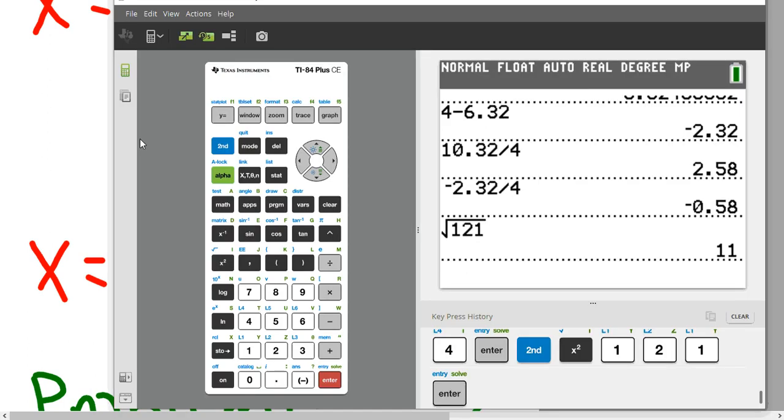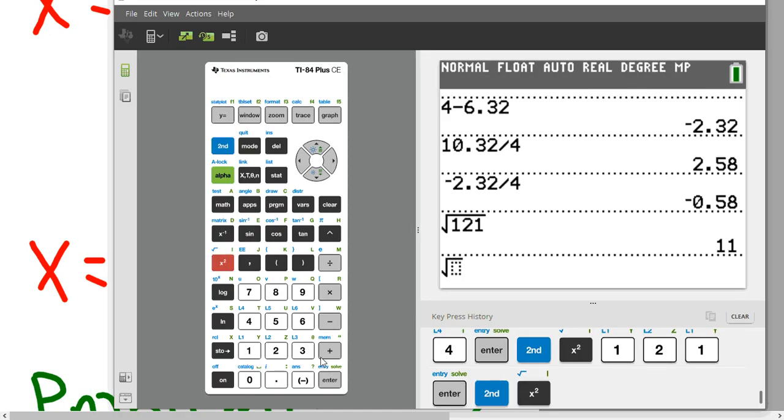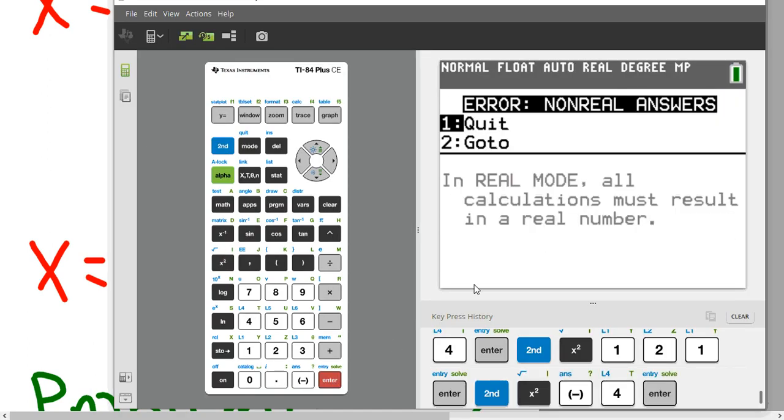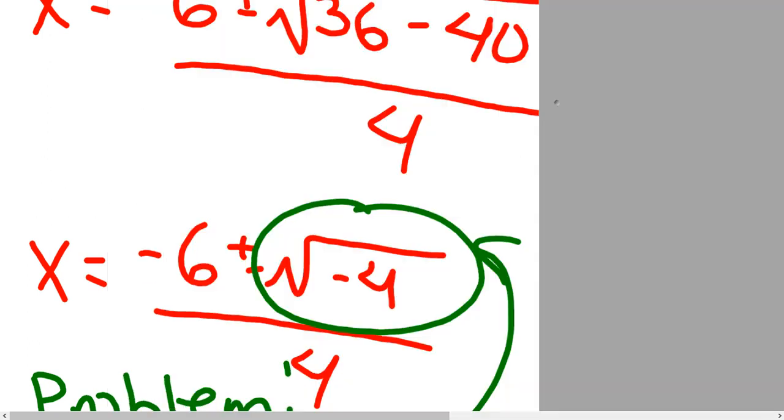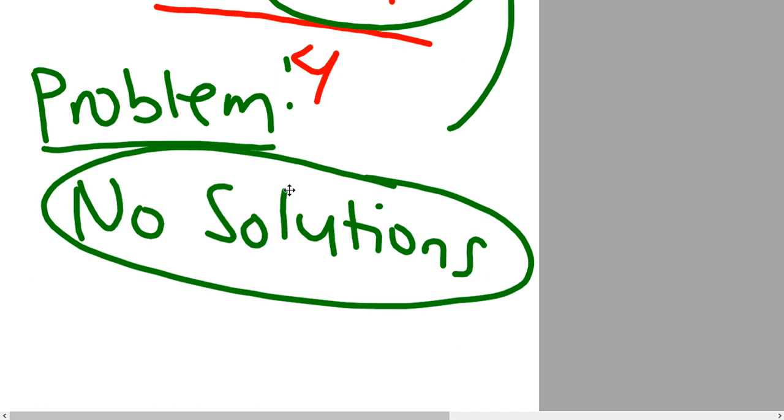If I try to take the square root of a negative, it will not work. There are no numbers that I can multiply by themselves to make negative 4, because either the number is positive and a positive times a positive is a positive, or the number is negative and a negative times a negative is positive. So the square root of negatives leaves us with no solutions right now.